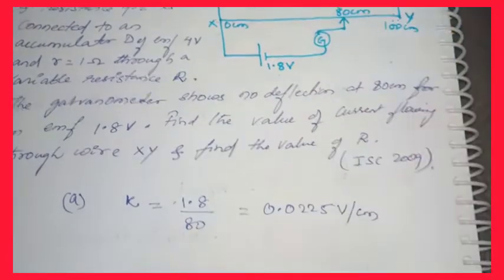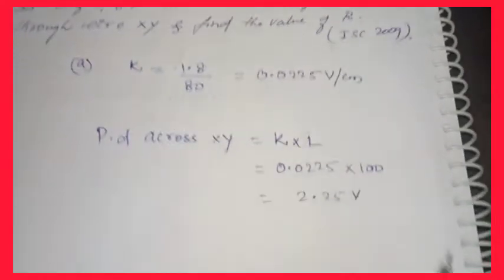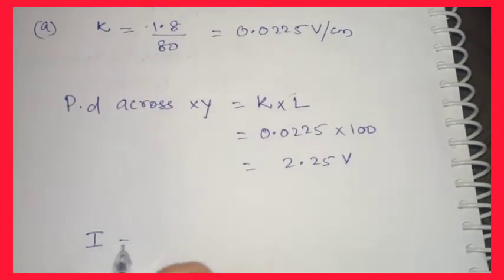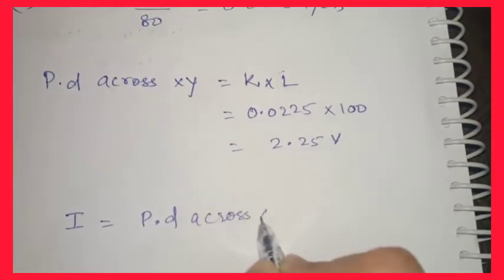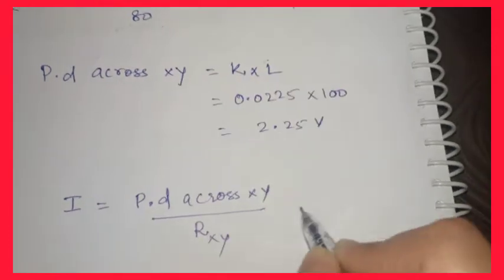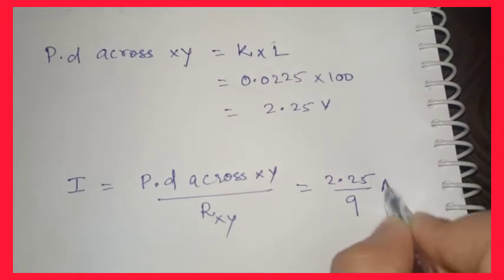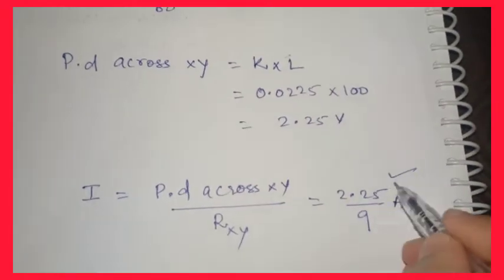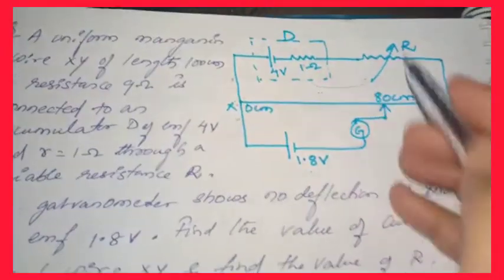So we know the potential difference across wire XY and we also know what is the resistance of wire XY. We can easily find out what is the current flowing through XY by using Ohm's law. So we know I is equals to potential difference across XY divided by resistance of XY. So that is 2.25 divided by 9 ampere. So once we have found out the current value, we can use Kirchhoff's law here in the upper circuit and find out what is the value of resistance in the upper circuit.